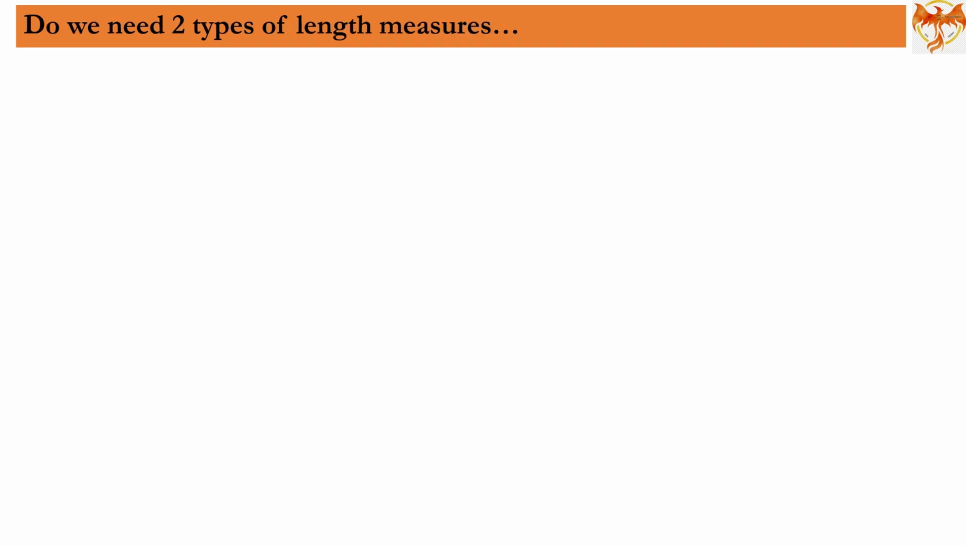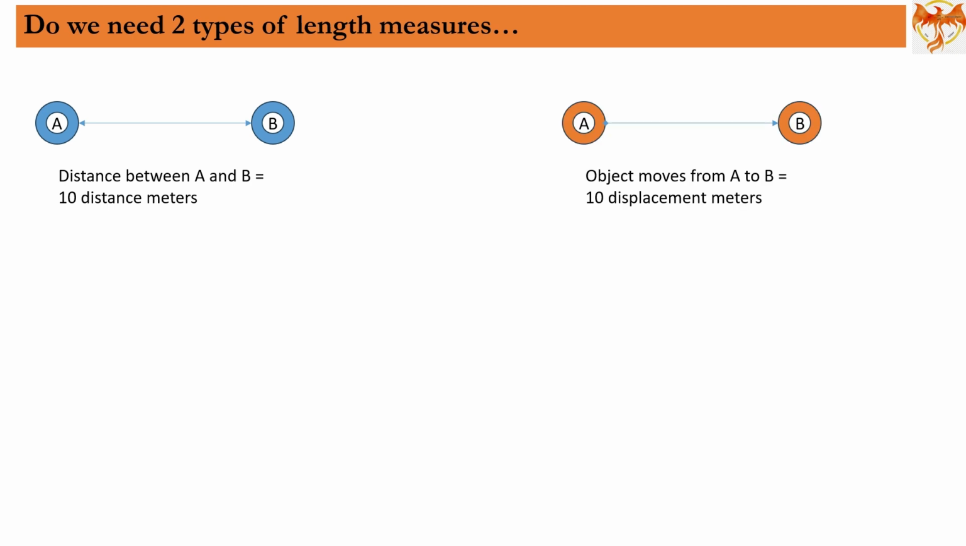Yeah. So moving forward, this brings us to an interesting question. We have distance on one hand and displacement on the other hand. So, are there really two different types of length measures? Let's say that there are 2 points A and B, and we measure the distance between them, and we say that's, let's say, 10 meters. So, let's call it distance meters.